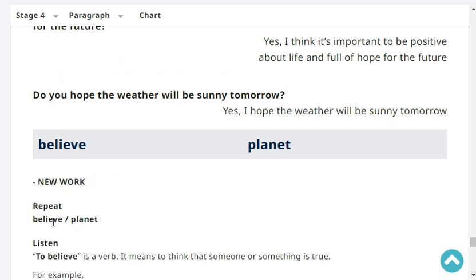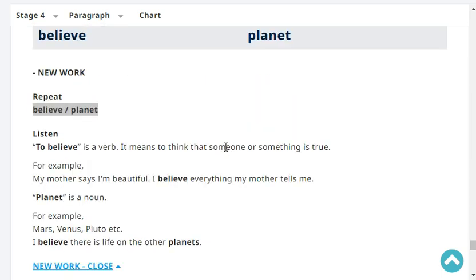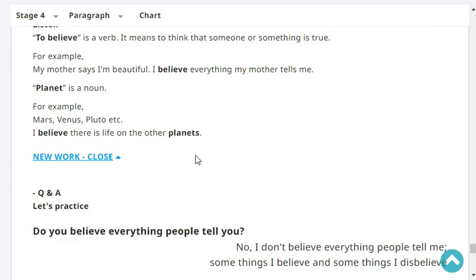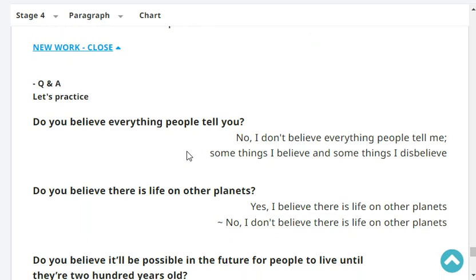Next, repeat. Believe. Planet. Very good. Okay, listen. To believe is a verb. It means to think that someone or something is true. For example, my mother says I'm handsome. I believe everything my mother tells me. This is a crazy example. Okay. Planet is a noun. For example, Mars, Venus, Jupiter. An example sentence: I believe there is life on other planets. Okay, let's practice. Do you believe everything people tell you?